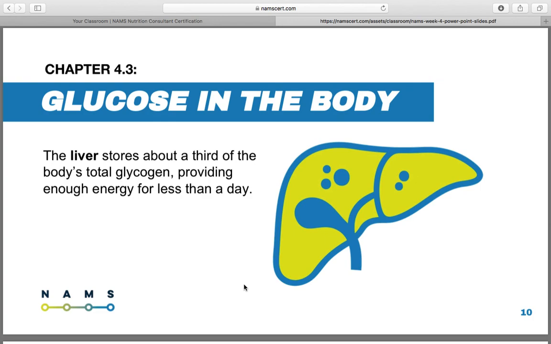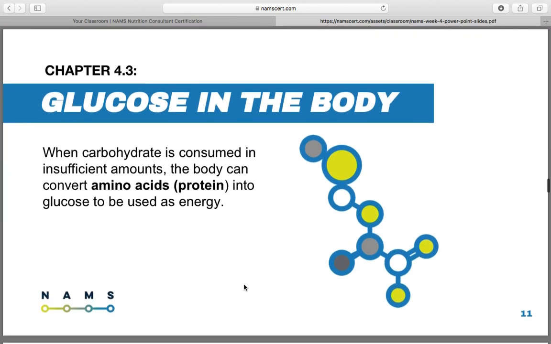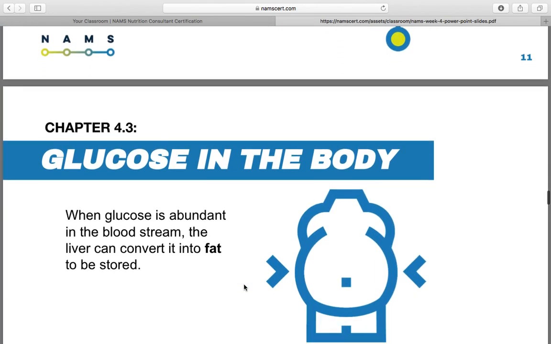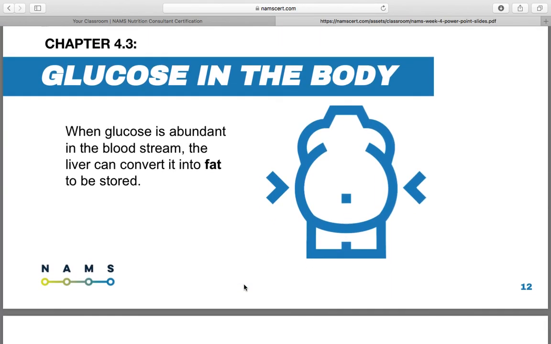The liver stores about a third of the body's total glycogen, providing enough energy for less than a day. When carbohydrate is consumed in insufficient amounts, the body can convert amino acids, protein, into glucose to be used as energy. When glucose is abundant in the bloodstream, the liver can convert it into fat to be stored. So you guys are seeing a theme here as far as the liver goes, that how important this organ is, and that's why it's very important to take care of it and not abuse it.